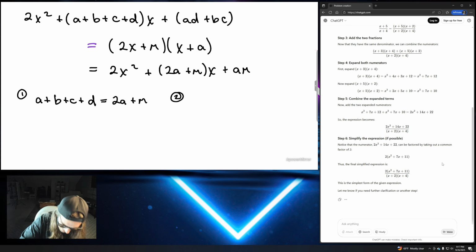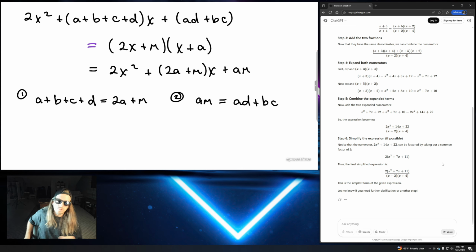Then we'll have the second equation here where I want ad plus bc. I want that to be the same as am. So am equals ad plus bc. Okay, so realize here we have 5 variables but only 2 equations. Now, we can only solve for 2 variables with 2 equations. So what would happen here is I would basically pick what I want b, c, and d to be.